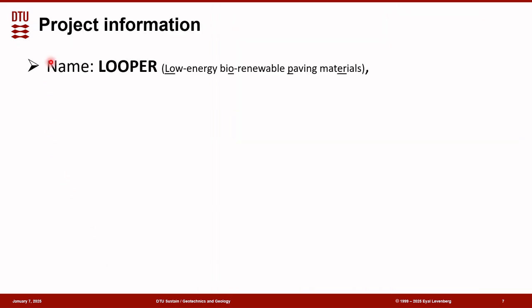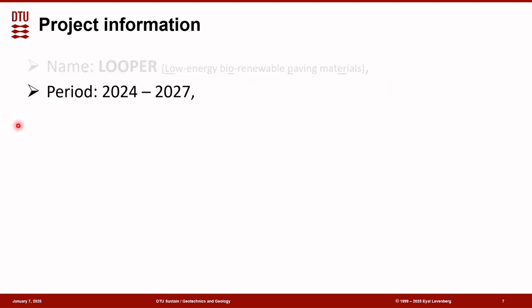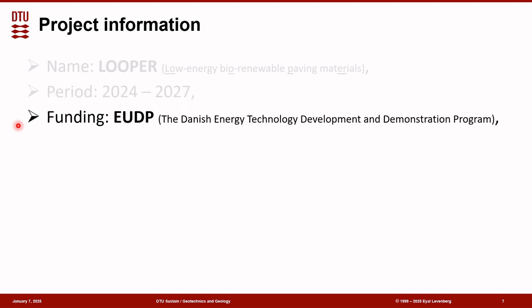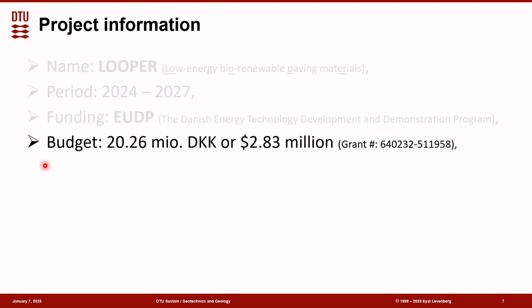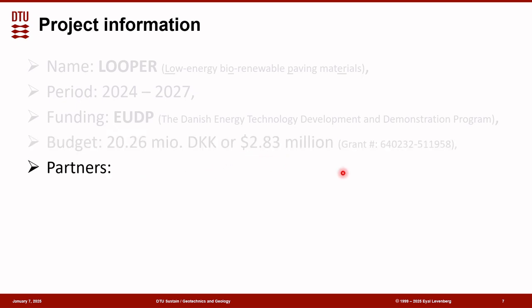Something about the project. The project name is LOOPER. It stands for Low Energy Biorenewable Paving Materials. The period in which the project runs is 2024 to 2027. The project team received funding from EUDP, that's the Danish Energy Technology Development and Demonstration Program. The budget is 20 million crowns, which is almost $3 million US.